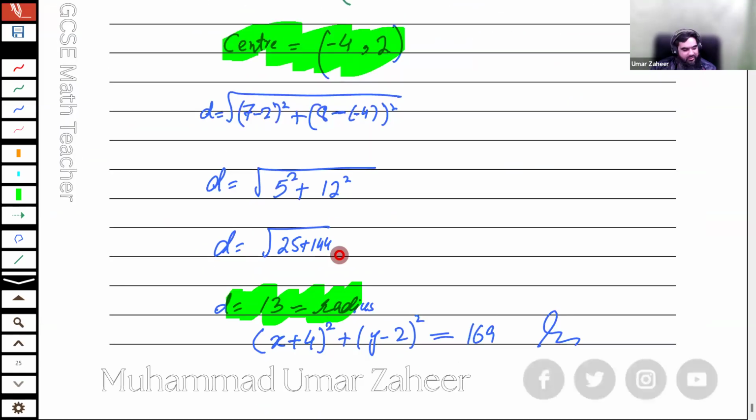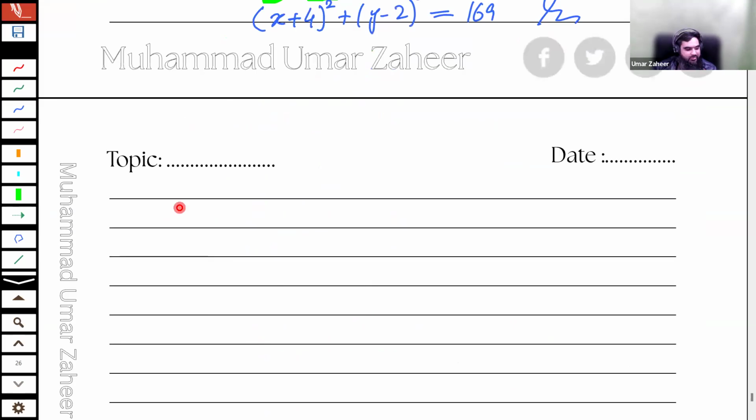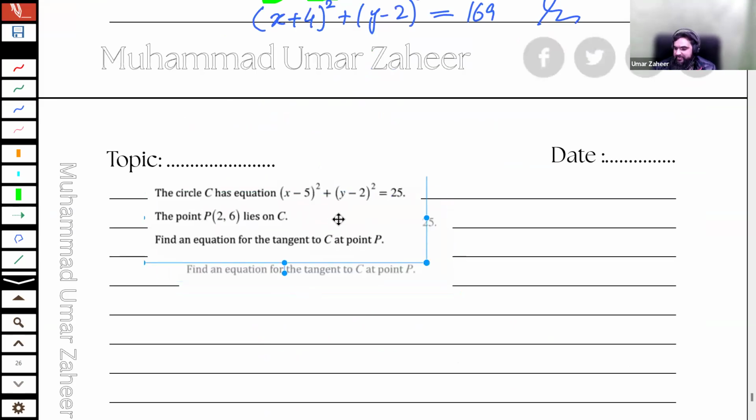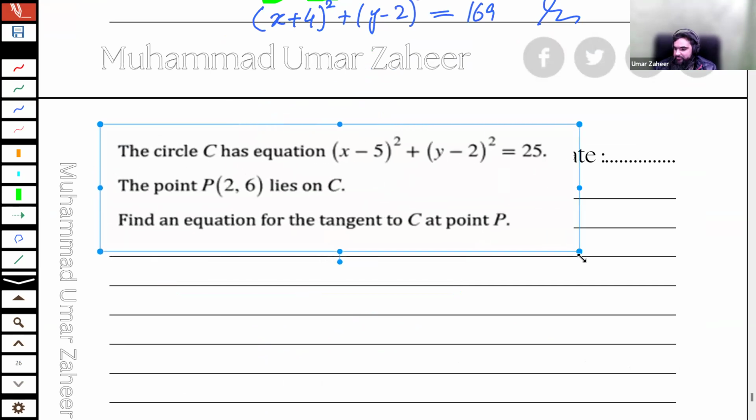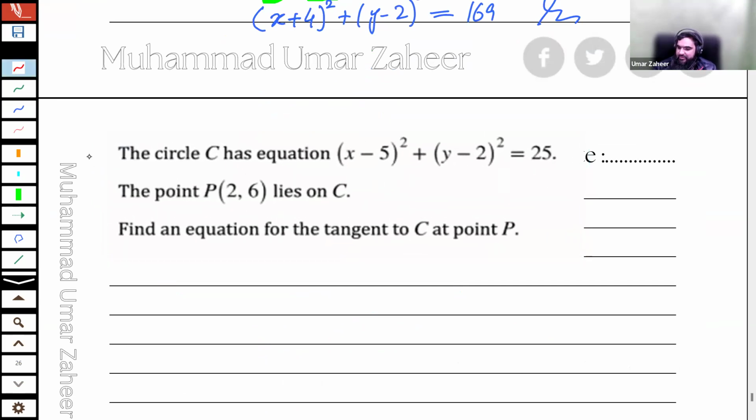How does this property help us to find the equation of a tangent with the help of the equation of a circle? The question says that the circle C has an equation (x minus 5) whole squared plus (y minus 2) whole squared is equal to 25. The point P, that is (2, 6), lies on C. Find the equation of the tangent at P.